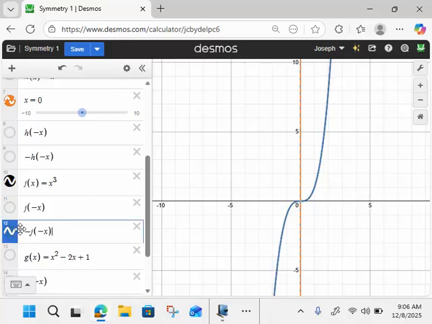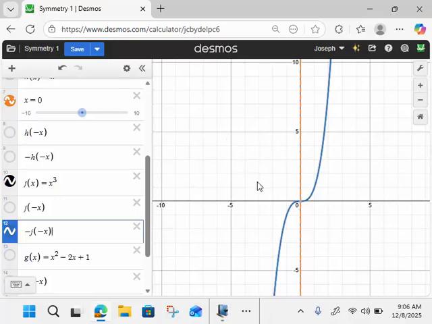So that's anti-symmetry. It's also called symmetry about the origin. Here's the origin. If I rotated this graph 180 degrees around the origin, it would look identical to itself. So that's why it's called symmetry about the origin, or anti-symmetry about the y-axis. The anti, because the left side is the negative of the right side. That's why it's anti-symmetry.